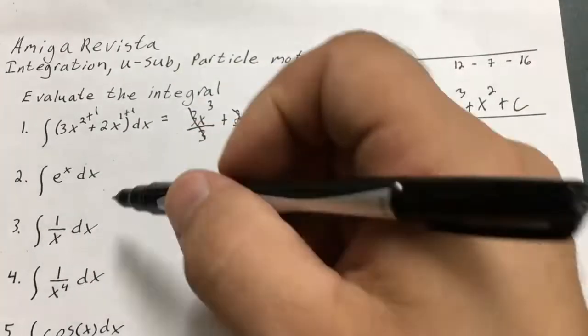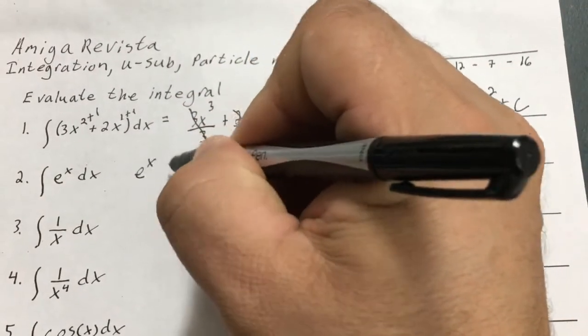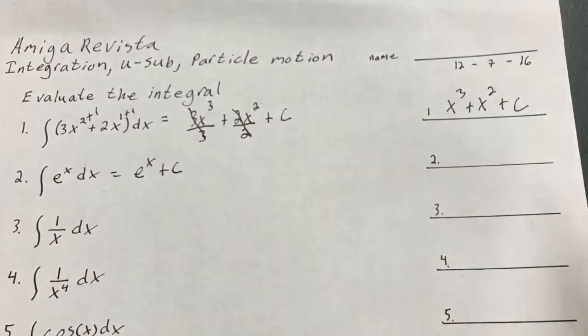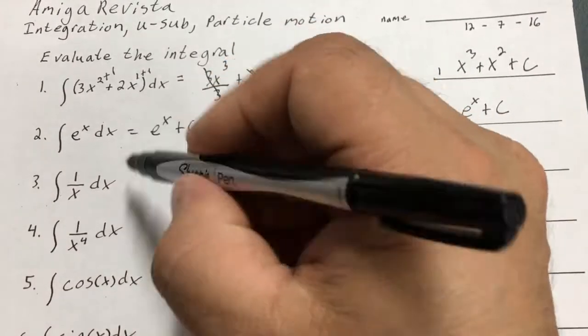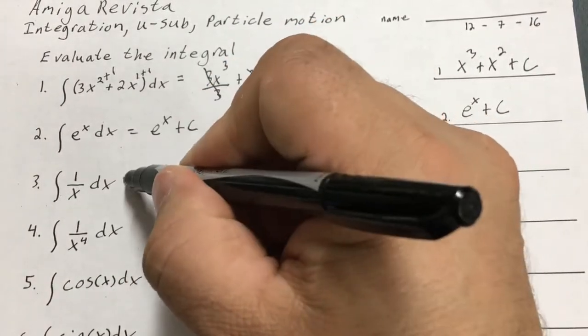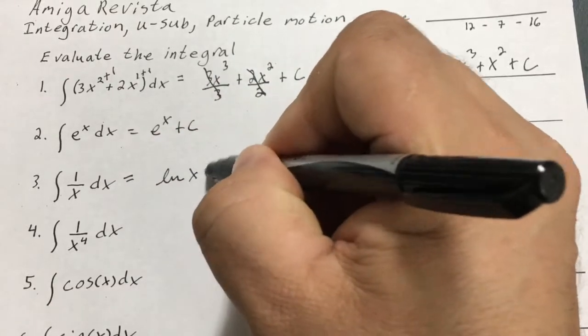For number 2, you're just supposed to know that the integral of e to the x is e to the x, but then you add some constant c when you're done. The integral of 1 over x, again, you're supposed to know that the derivative of ln x is 1 over x, so the antiderivative of 1 over x is just ln x plus c.